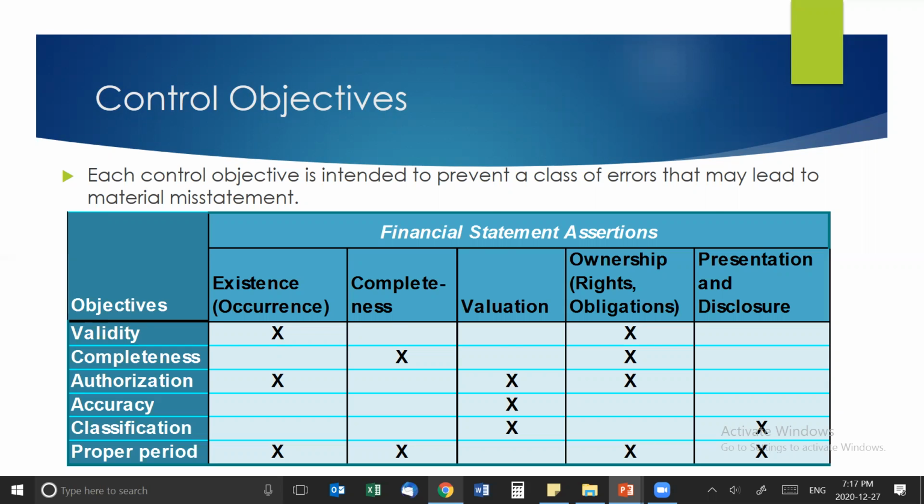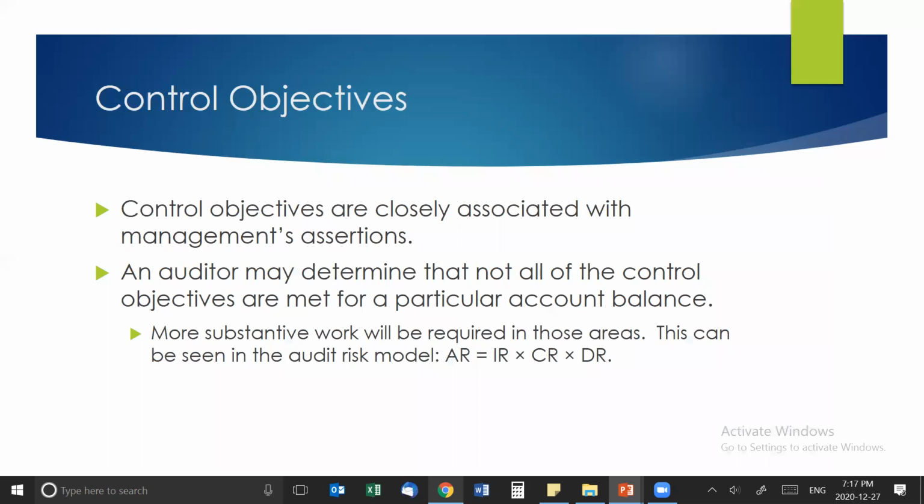future period. Okay, so control objectives are basically like the management assertions, but for internal controls. So when you're testing internal controls, you use control objectives. When you're doing substantive testing and testing the year-end numbers, you look at management assertions. An auditor may determine that not all the control objectives are met for a particular account balance. And if so, then more substantive work will be required in those areas.